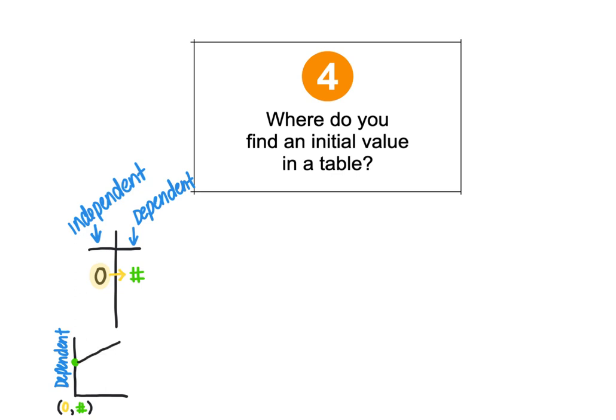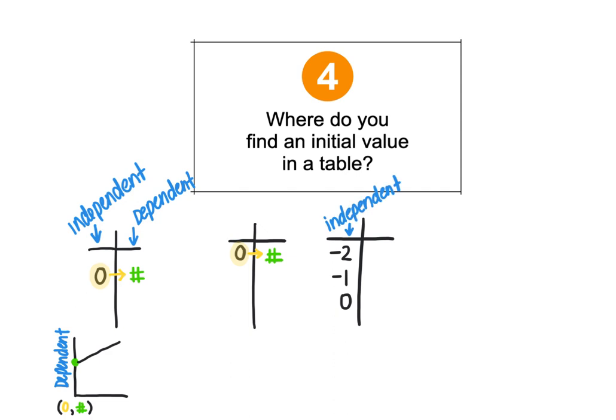Finding the initial value in a table can sometimes be a little bit tricky because people assume it's going to be the first point inside the table. That's not necessarily true, because if a table started at, say, -2 and then -1 and then 0 in your independent column, then you again would have to be careful to find where 0 is so that you can find the number next to it in your dependent column to know what the initial value would be.